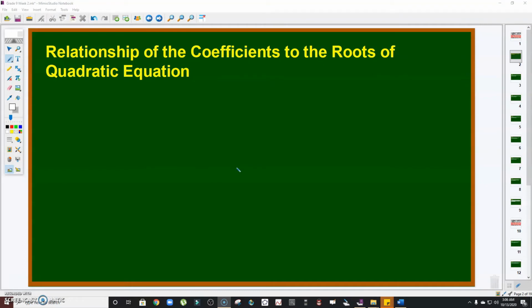Okay, so for this video, we're going to establish the relationship between the coefficients and the roots of the quadratic equation. Suppose I have here a factored form, x minus r times x minus s, where r and s are the roots of the quadratic equation.